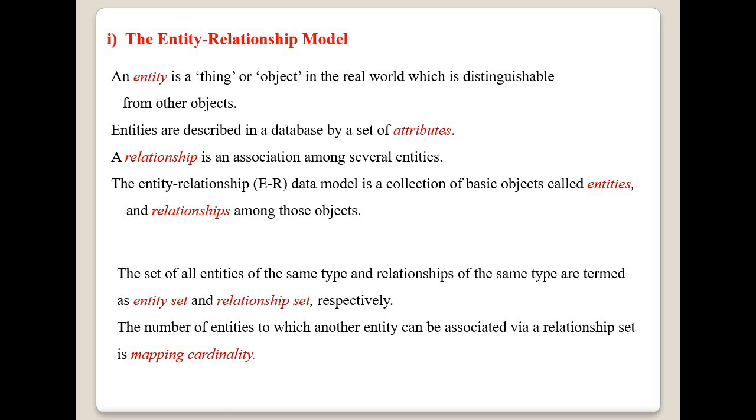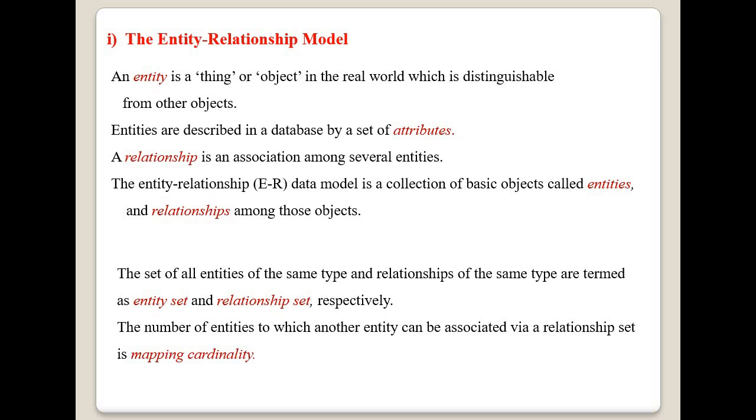The entity relationship model is shortly called the ER model. An entity is a thing or object in the real world which is distinguishable from other objects. Entities are described in a database by a set of attributes. A relationship is an association among several entities. The entity relationship data model is a collection of basic objects called entities and relationships among those objects.